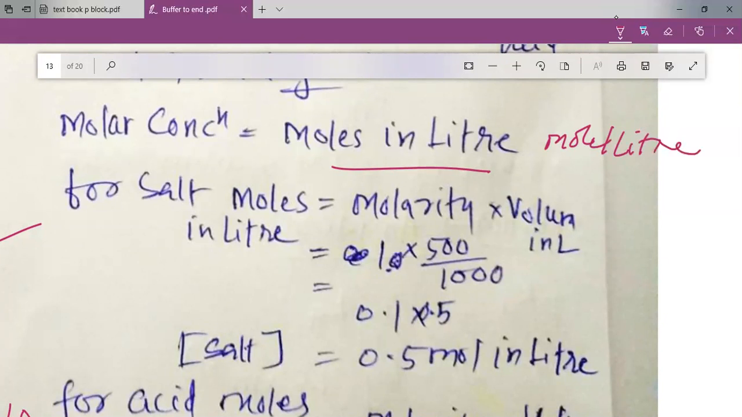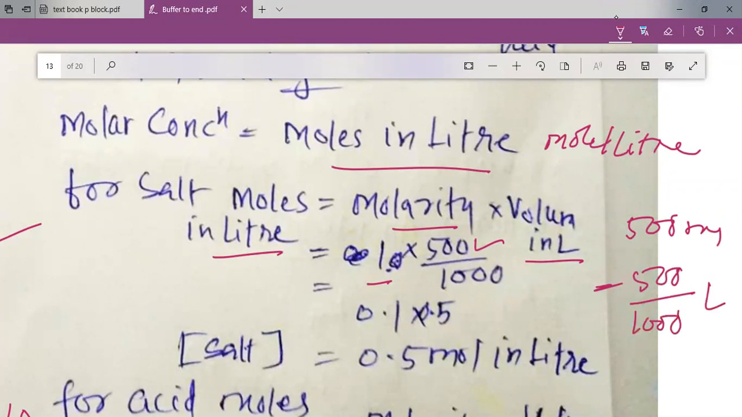For salt, moles in liter is equal to molarity multiplied by volume in liter. So molarity is given 1, volume is given 500 ml, and 500 ml is equal to 500 divided by 1000 liter. So 500 divided by 1000 liter, that is 0.5, that is 1.0 into 0.5, that gives us 0.5 mole per liter.